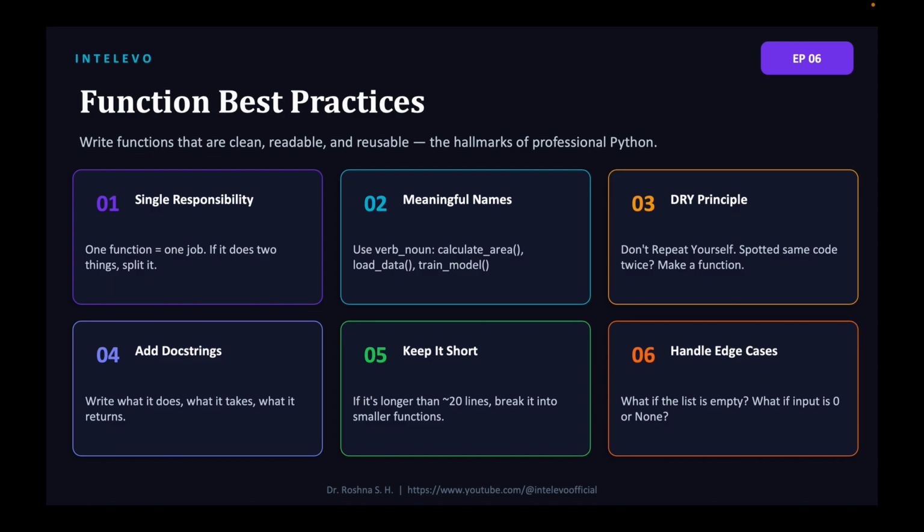And always keep it short. If it is longer than 20 lines, break it into smaller functions. And always be wise to handle edge cases, like if the list is empty or if the input is 0 or None. You must be able to handle it.